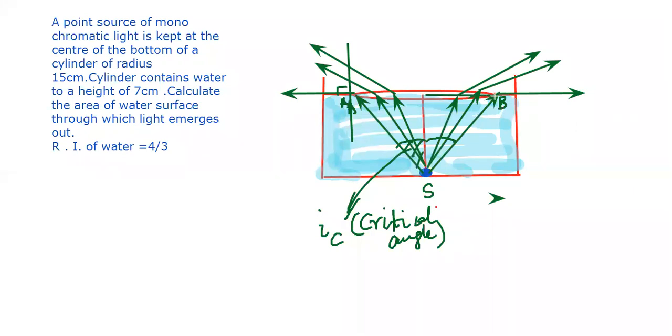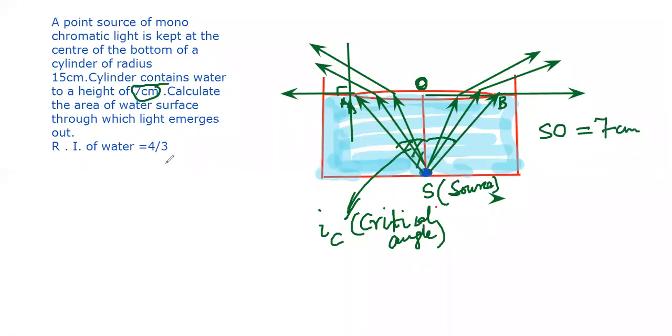Let me name the center of the circle as O. So this is my point A, this is O, this is S, the monochromatic source of light which was given in the problem. The height of the water column is given to be 7 centimeter, so I can say SO is equal to 7 centimeter.